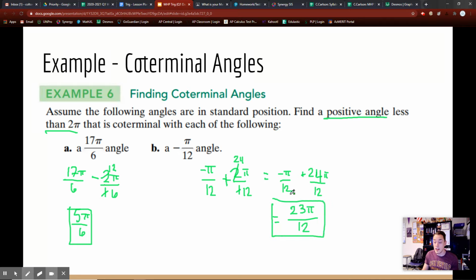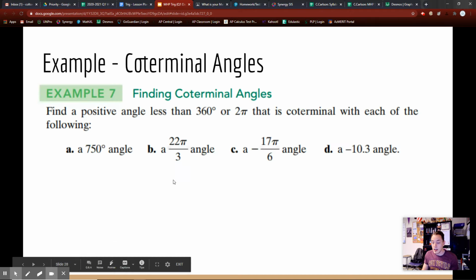Now, do I really know that this is actually less than 2 pi? Well, I do. How many times does 12 go into 23, guys? Just once. It doesn't go into it twice. If it went into it twice, it would be above 2 pi. So those are your answers. Awesome. Let's erase.